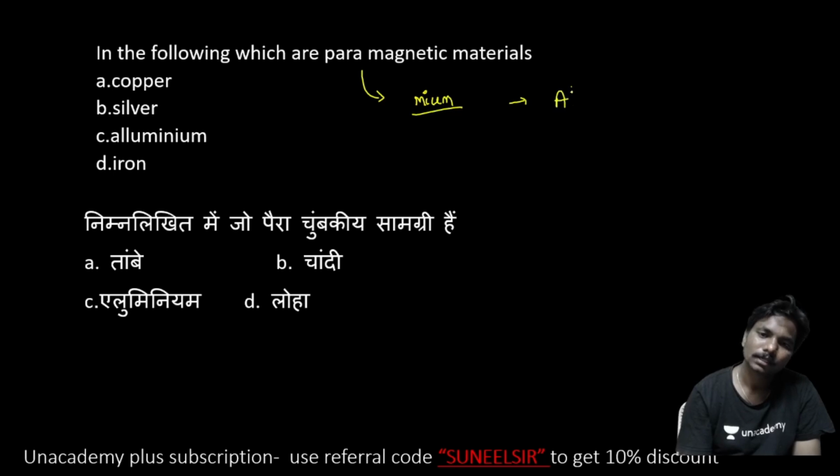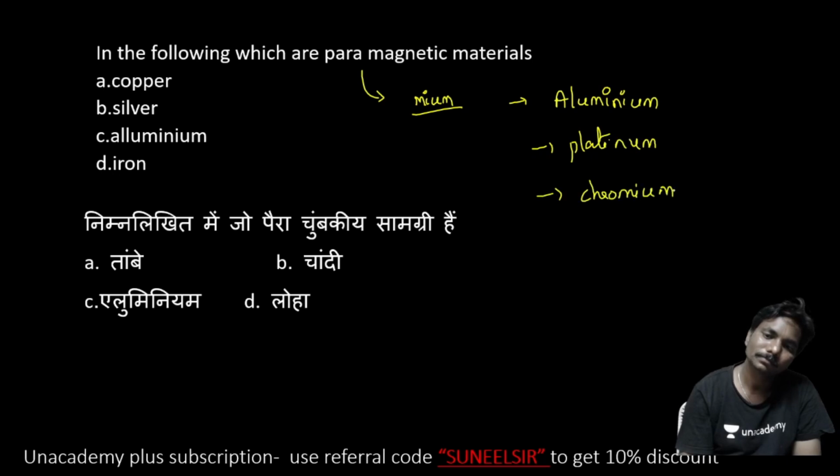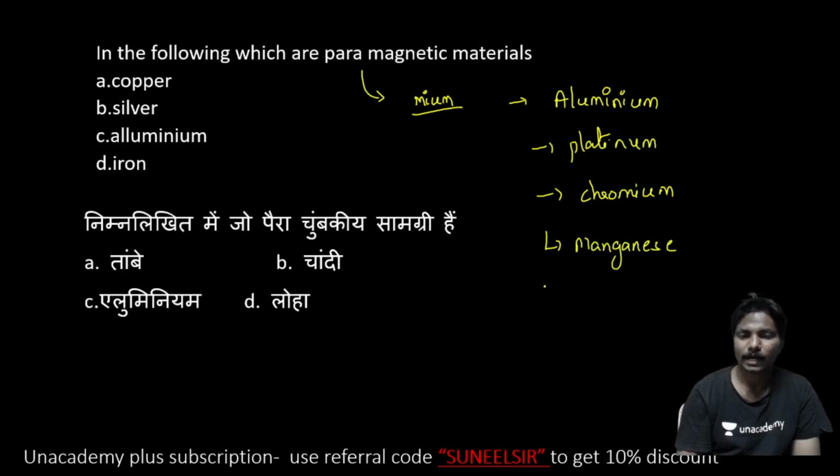Like aluminium, platinum, chromium: all mediums, and M for manganese. Just remember it like this, it is very easy. And one very important one, that is A, that is oxygen. Oxygen belongs to para. Hydrogen belongs to dia.